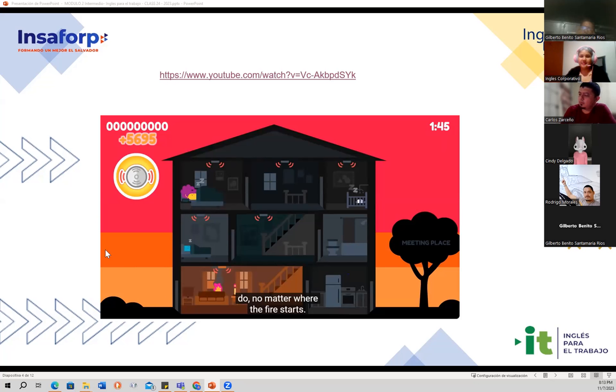What else? Another volunteer. Rodrigo and Carlos already participated, so I need another volunteer. Teacher, do not enter the house on fire. Okay, never go back inside the house that is burning, right? Or a building that is burning, right? Because you are not prepared to go there. Good. Well, thank you so much. Okay, what else? Another volunteer? Another opinion that you may have?